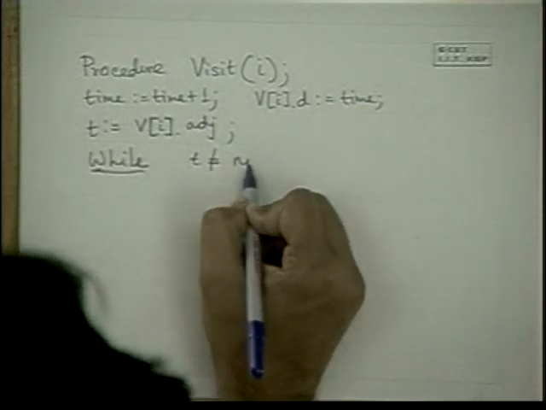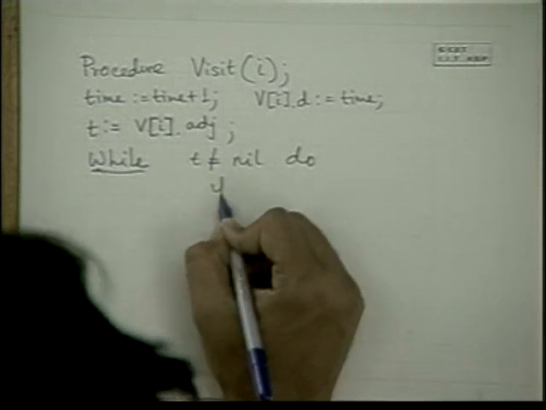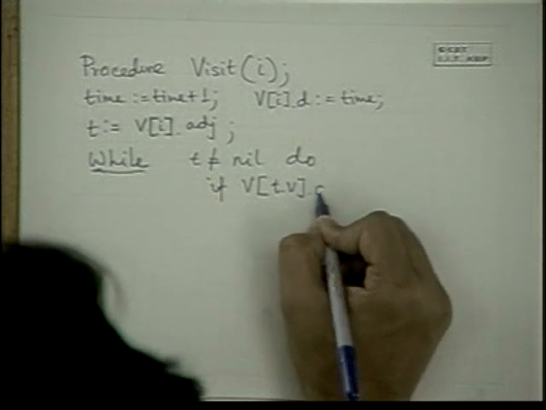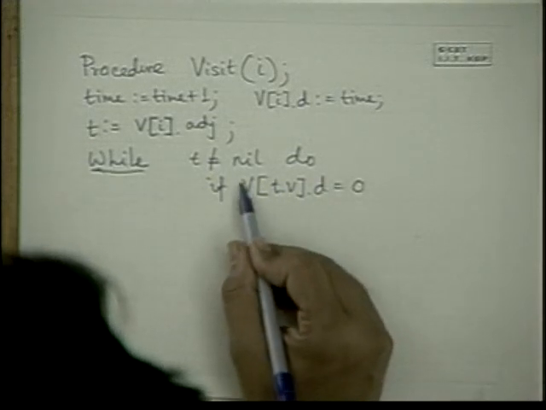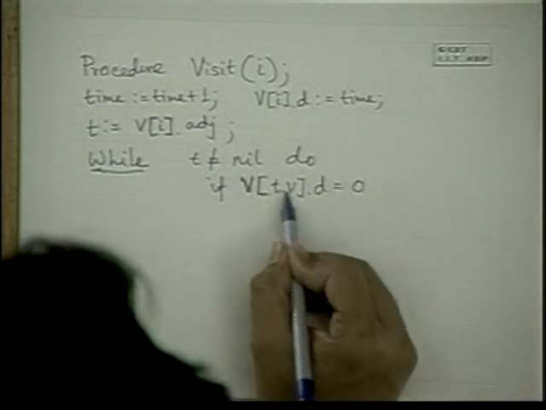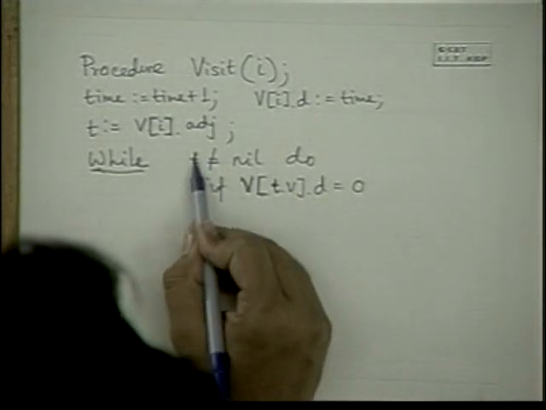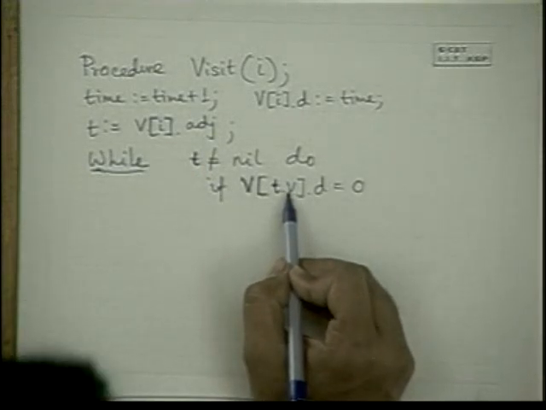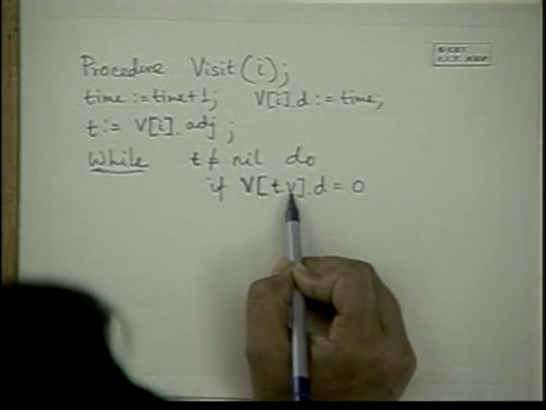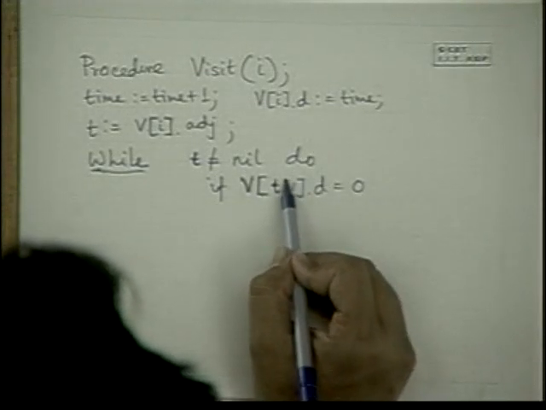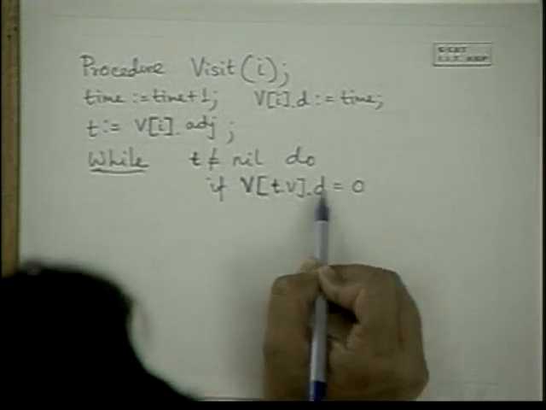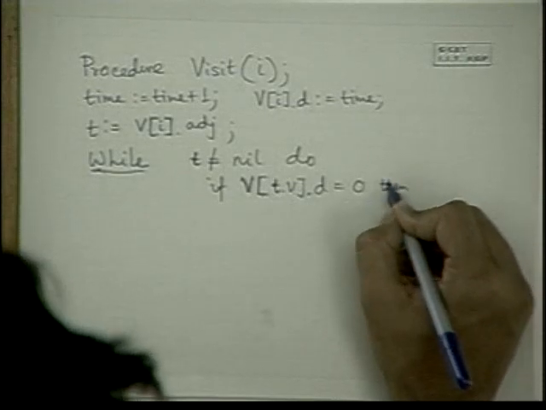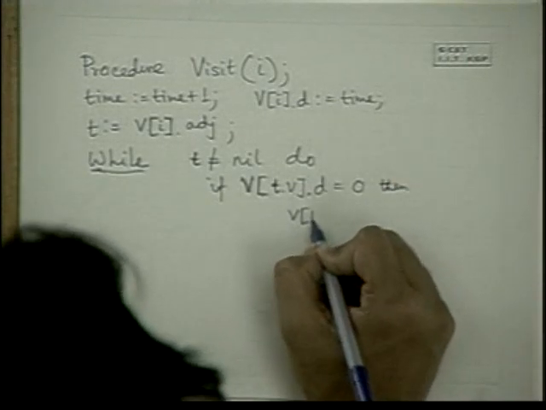While t is not nil do, and here is the check: if v t dot v dot d equal to 0. Don't get confused here. t is a pointer to an edge structure, and t dot v will give you the index for that vertex. If you go back to the structure, you will realize. So it is checking whether this vertex in the linked list, its d value is 0, whether it has been visited or not. If it is 0, then you first visit it.